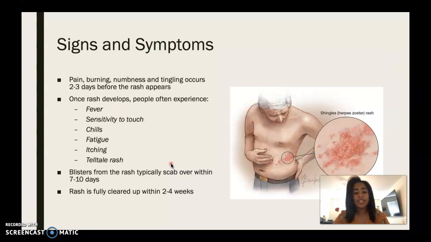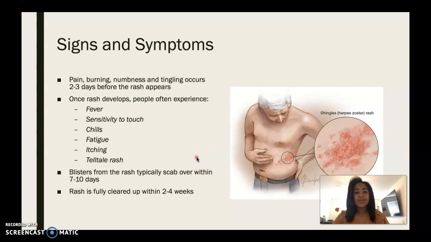Symptoms of shingles include pain, burning, numbness, and tingling, which occurs 2 to 3 days before the rash appears in the area that the rash is going to appear. So it's typically on the left or right side of the torso. It can't be both, or the left or right side of the face.